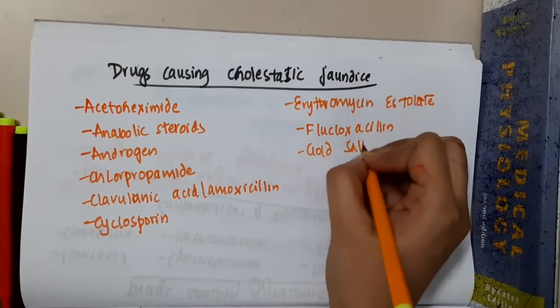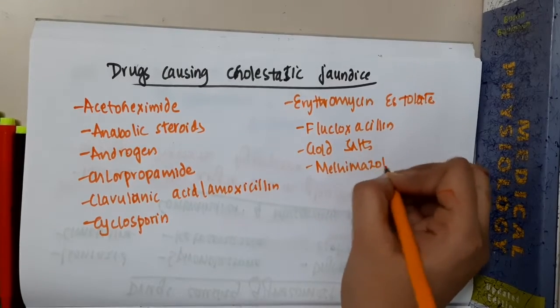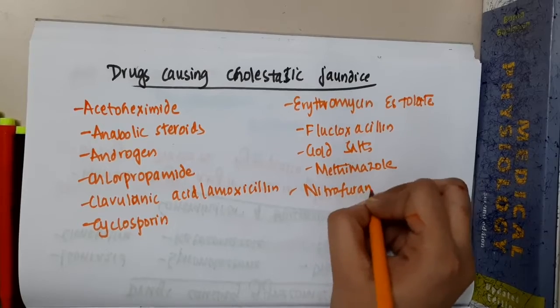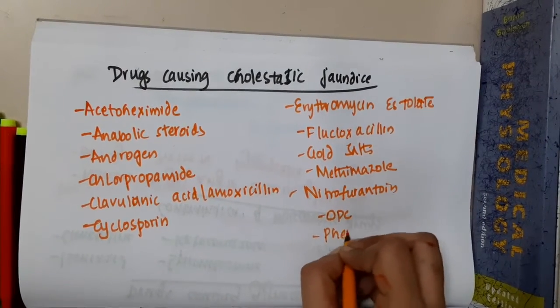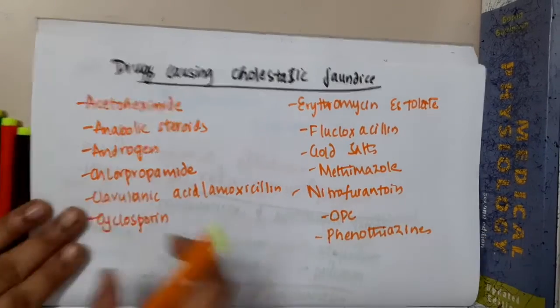Gold salts, then methimazole and nitrofurantoin. Oral contraceptive pills and phenothiazines. So these are the drugs which will cause cholestatic jaundice.